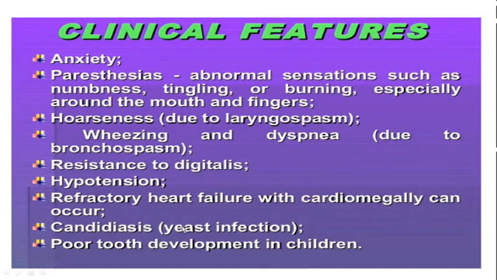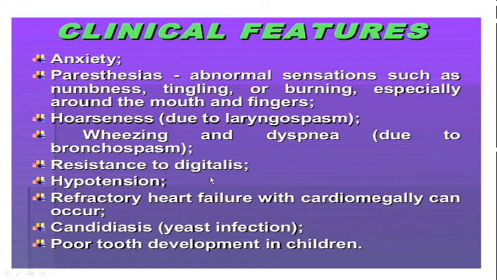The clinical features will very commonly include paresthesia. It can be a sublingual or perioral paresthesia, which is an abnormal sensation such as numbness, tingling, or burning, especially around the mouth and the fingers. There can be hoarseness due to laryngospasm, and that can even lead to dyspnea. It's basically an emergency, where there can be associated bronchospasm.